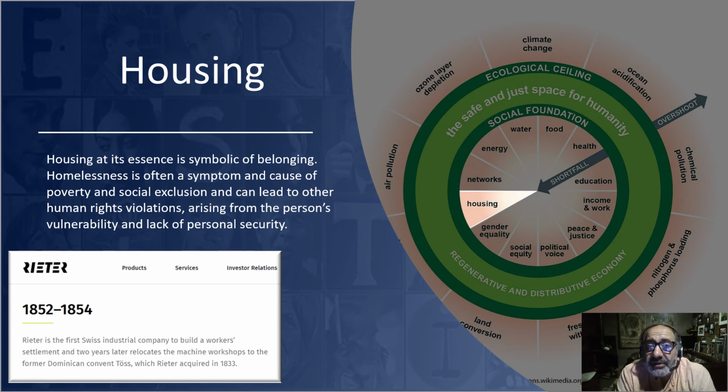So some people obviously don't have that security. An interesting footnote to this is Reiter. I don't know if you're familiar with Reiter. It's a Swiss-based company that makes some of the spinning and weaving machines for the industry, and has been doing it for well over 100 years.